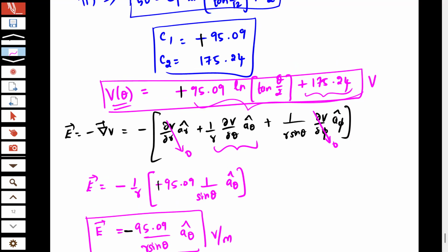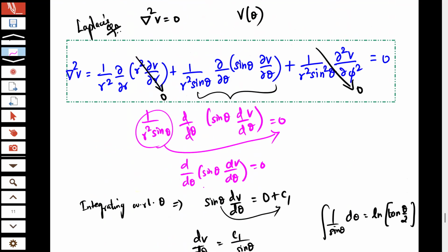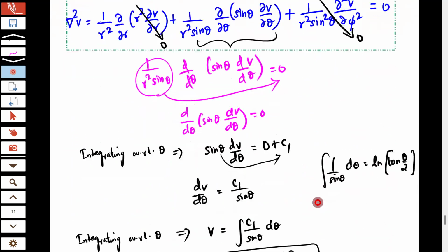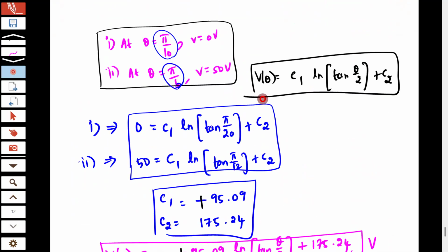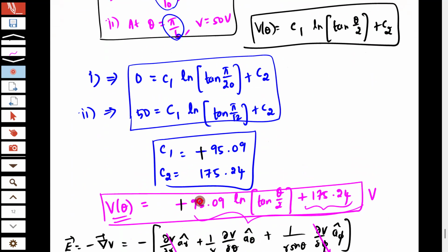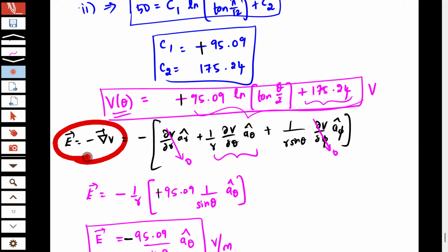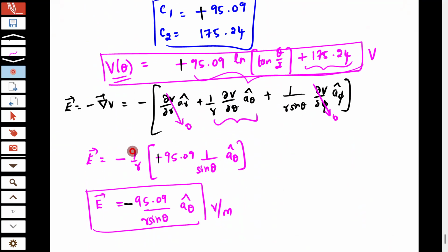So we can perform this by taking the del square V function in the spherical system of coordinates, where coaxial cones with one angle pi by 10 and another angle pi by 6 in radians are given. We have made use of the boundary conditions in the expression for V, which is a function of theta, solving for the constants and substituting the constants gives the voltage as a function of theta. And by applying the formula where electric field intensity is the negative potential gradient, we have got the expression for electric field intensity as well. I hope you have understood this problem. Thanks for watching the video.